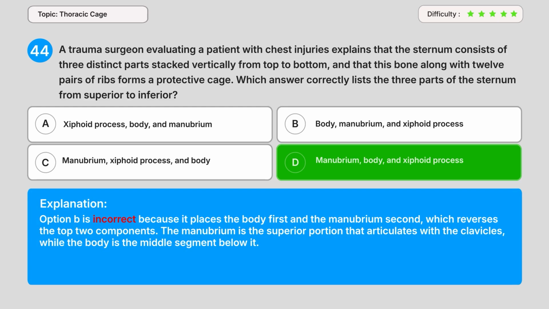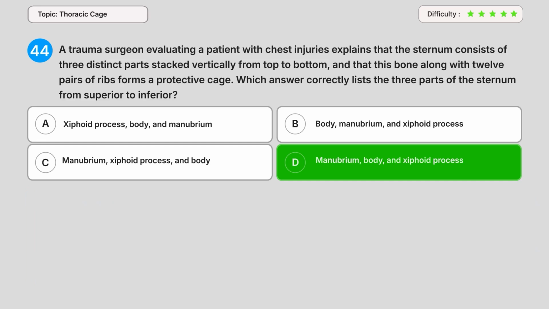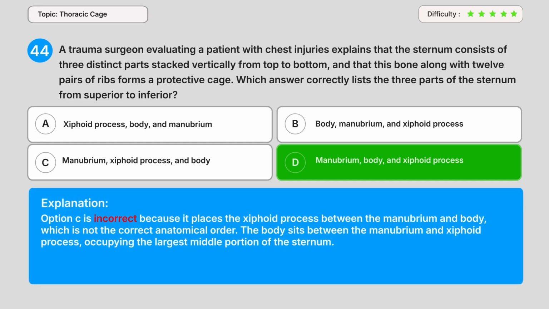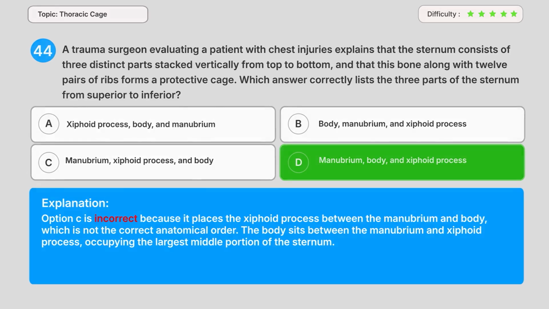2 components. The manubrium is the superior portion that articulates with the clavicles, while the body is the middle segment below it. Option C is incorrect because it places the xiphoid process between the manubrium and body, which is not the correct anatomical order. The body sits between the manubrium and xiphoid process, occupying the largest middle portion of the sternum. The sternum has 3 parts stacked top to bottom: manubrium, body, xiphoid process.